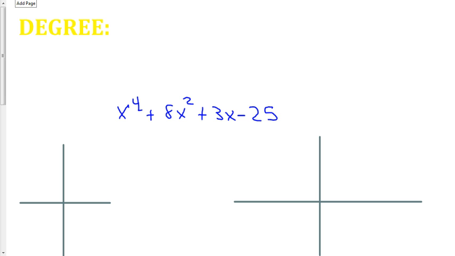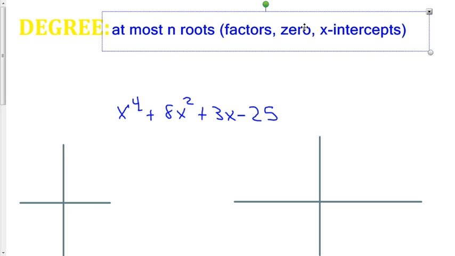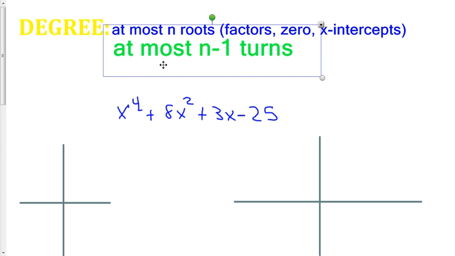The second thing about a polynomial function is the degree of it. The degree of it would tell you at most it has n roots. So if the degree is 4, then it has at most 4 roots. They are also called factors of the polynomial function. They are zeros of the polynomial function, or they can be x-intercepts. All of these words basically mean the same thing. It's just a different way to ask it. And since it has at most n roots, it has to have n minus 1 terms.